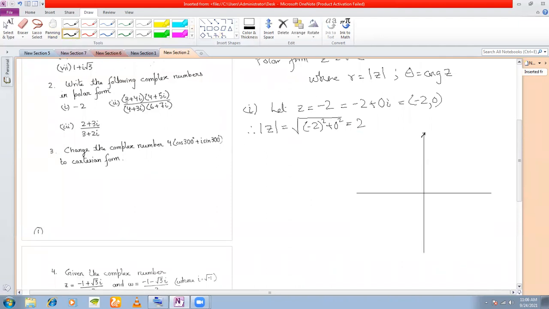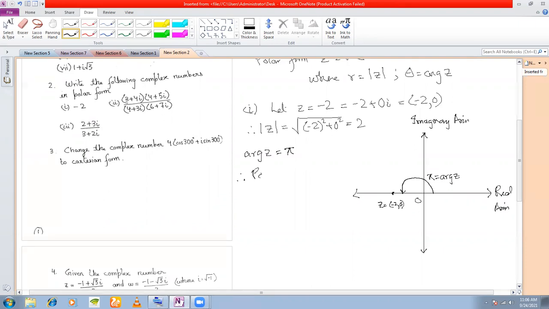We draw the axis, and we locate this complex number (-2, 0). If you try to locate this complex number, it is somewhere over here. So z is equal to -2 + 0i. And what is this angle made here? This angle that is made here is pi, right? Argument of z is equal to pi.